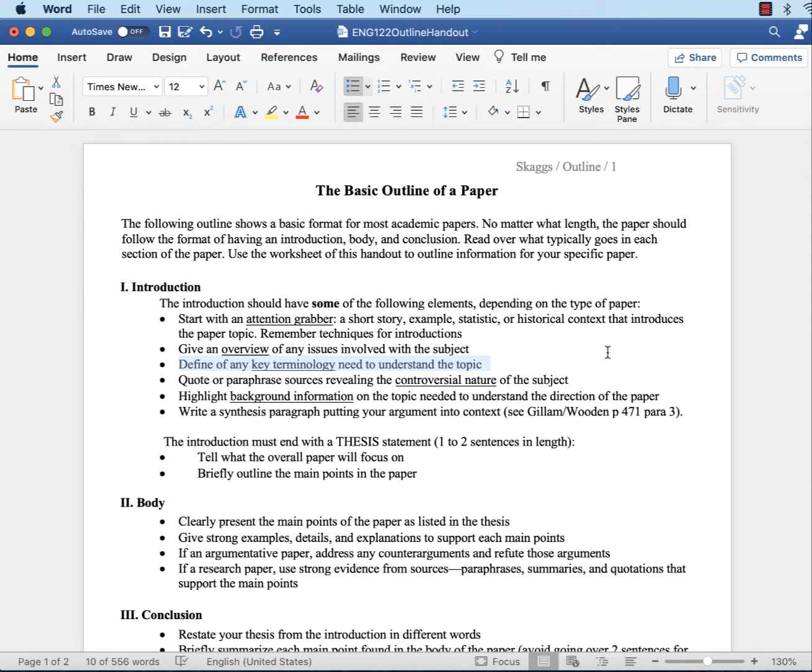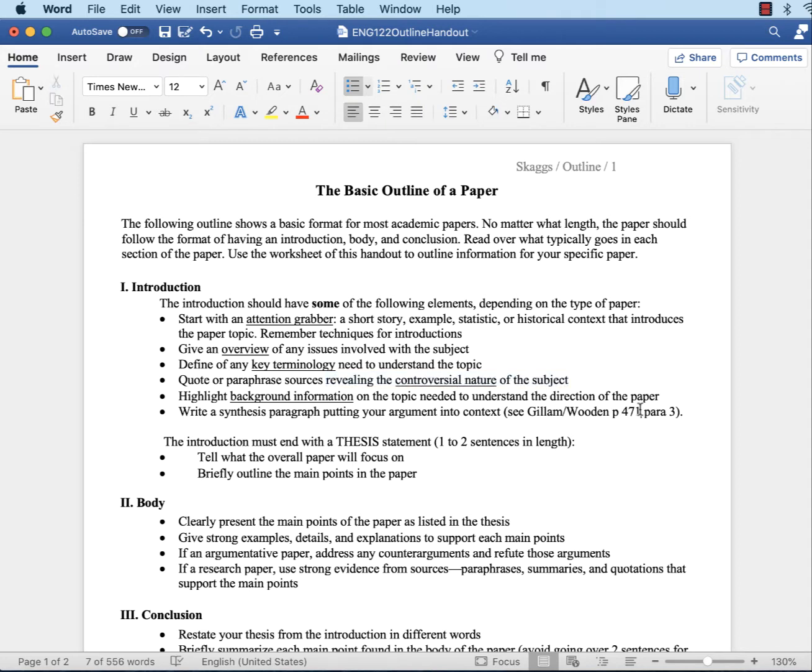You can quote or paraphrase sources revealing the controversial nature of the subject. So if you think back to some of the other things we've written, that's part of contextualizing your own argument, is figuring out what the other side or what different sources have to say on the particular topic. You may need to highlight background information on the topic that the reader needs to understand.